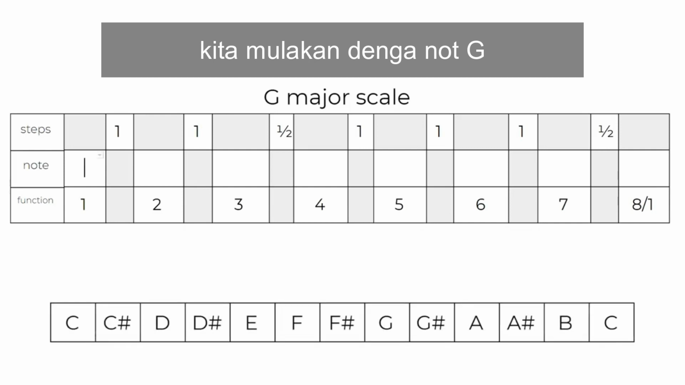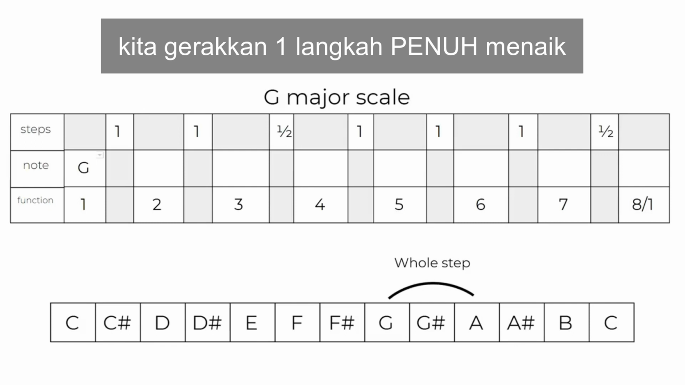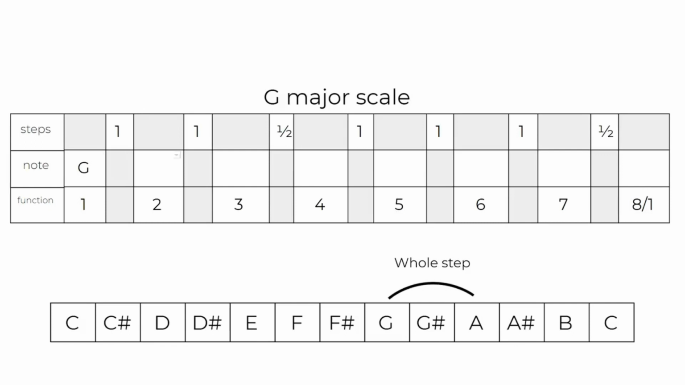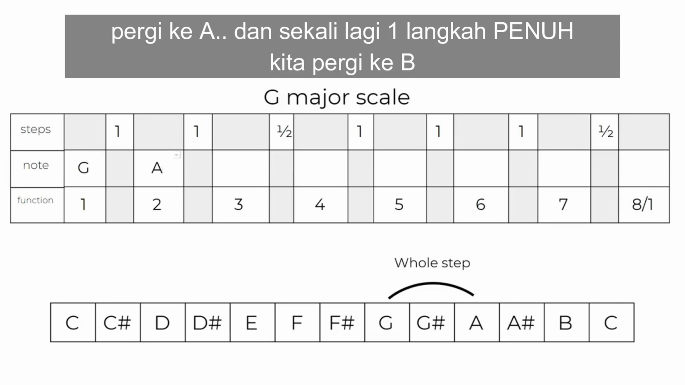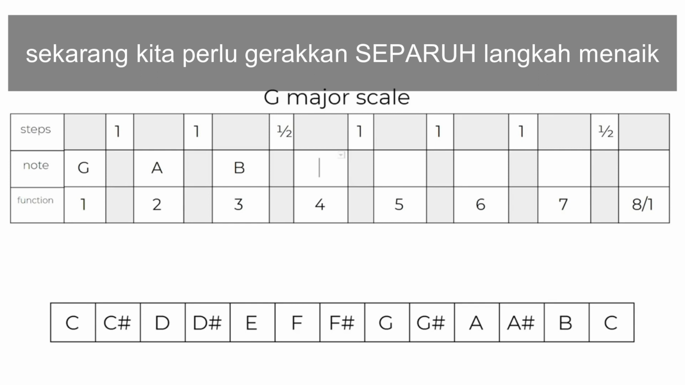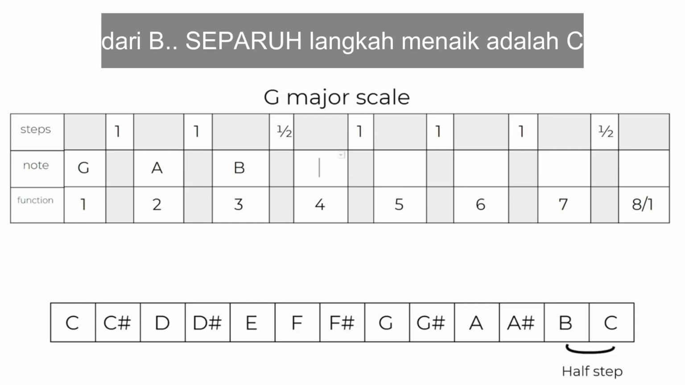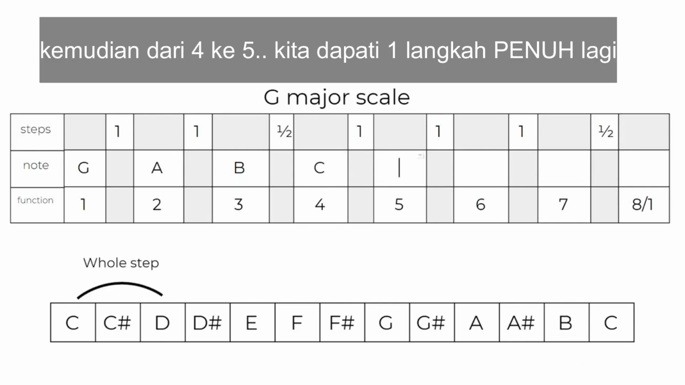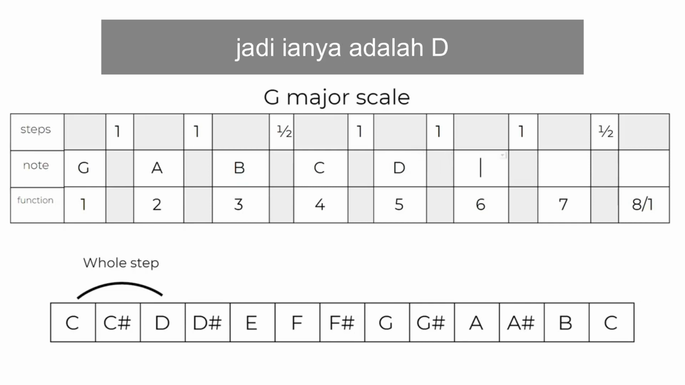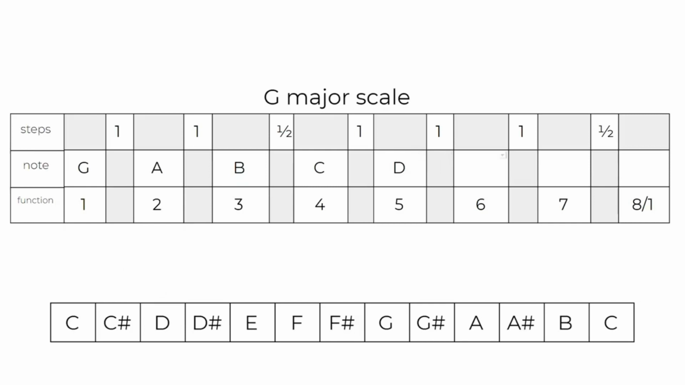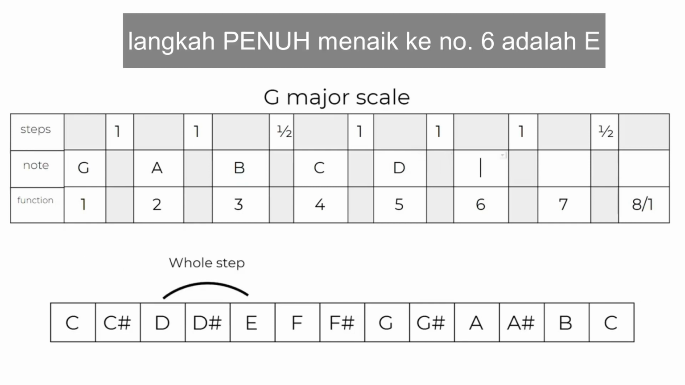So we start on the note G. If we move one whole step up, we go to A. And then again, one whole step up, we go to B. But now we need to move a half step up. So from B, a half step up, it's C. And then from 4 to 5, we find a whole step again. So D. A whole step up to 6 is E.